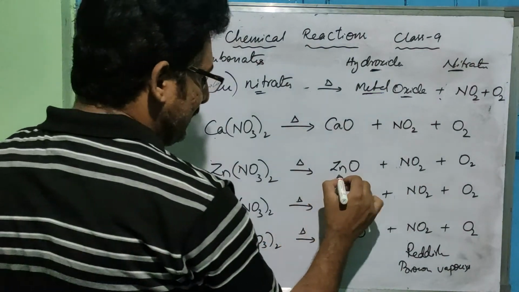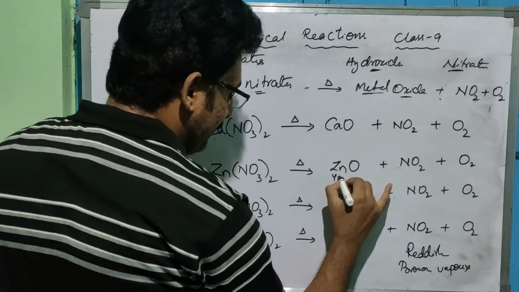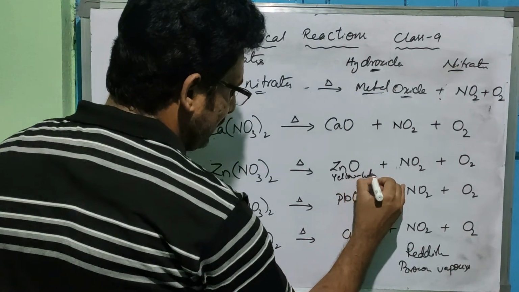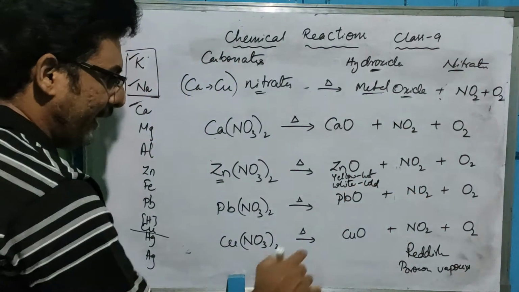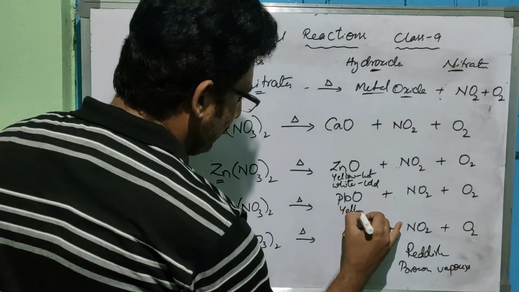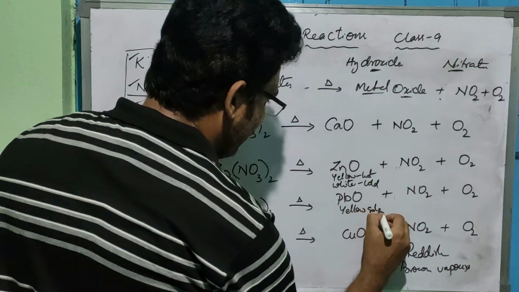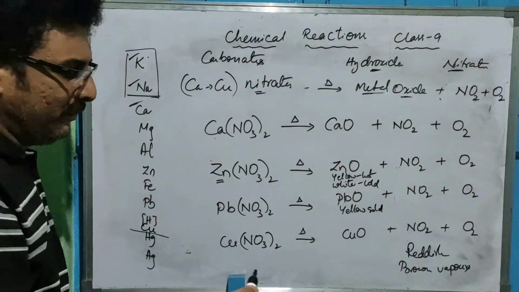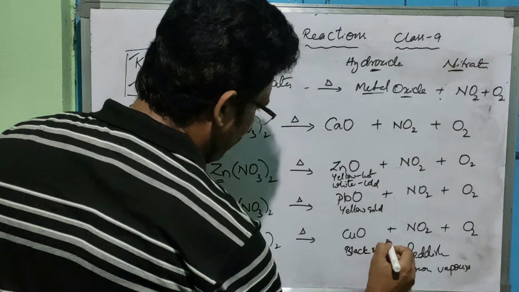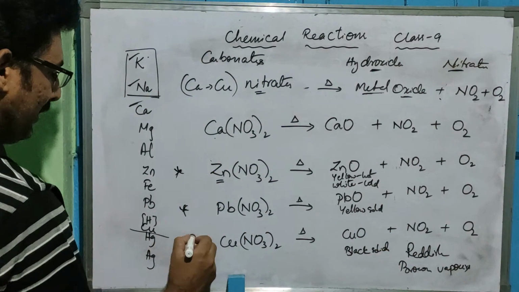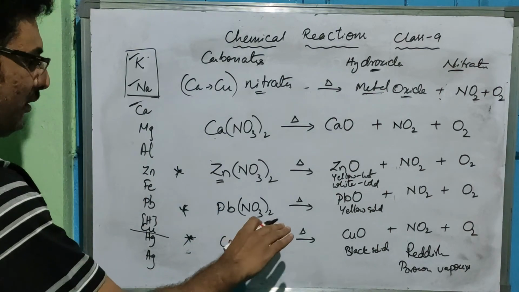When you have zinc oxide as a product in thermal decomposition, it appears yellow when it is hot, but it becomes white when it is cold. Lead oxide will be yellow, whether it is hot or cold, and it is a solid. Zinc oxide is also a solid, and copper oxide is a black solid. These are very important for observation based questions.